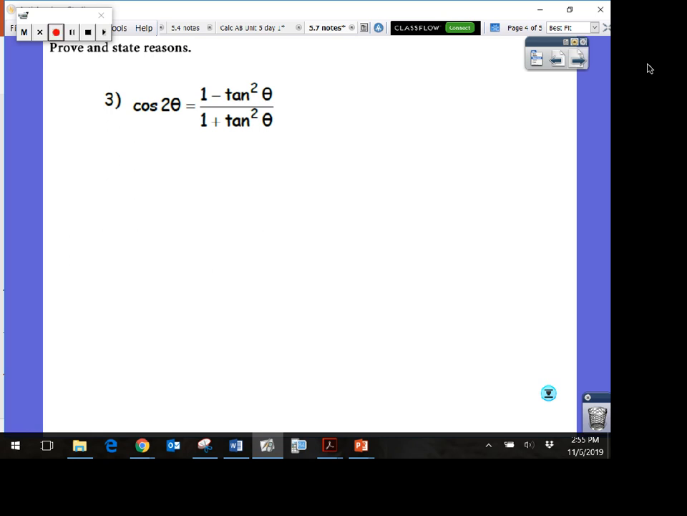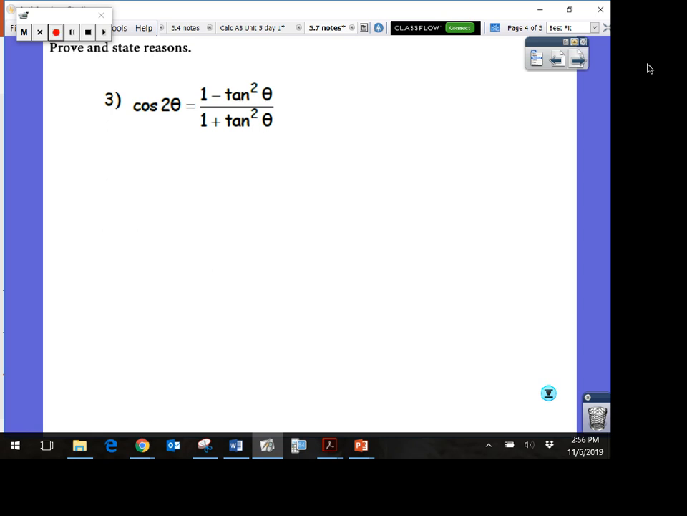I'm going to get, I don't know, -1 maybe? I don't even know what you think that you're going to get when you start canceling those things out. You're left with a random negative in the top and a plus in the bottom. So 1 does not equal cosine 2 theta, ever. So that's not correct. If you do something and you get down to like a number, then you know you've done something wrong.